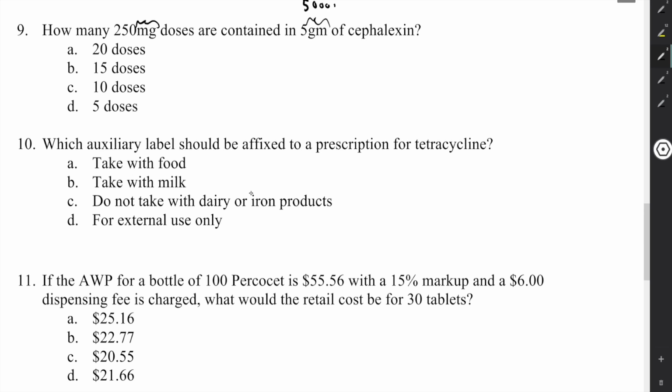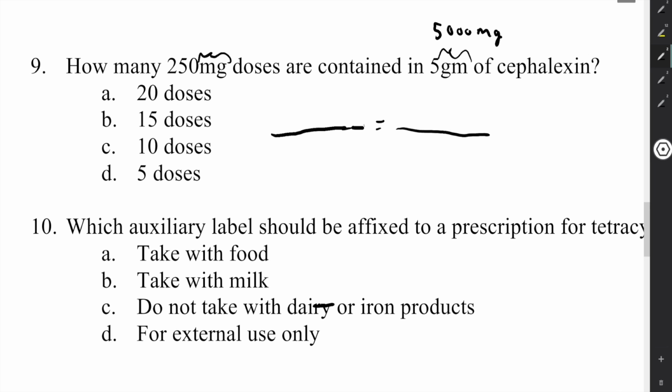5,000 milligrams of cephalexin. All right, the way you're going to want to solve this is ratios and proportions again. So first thing you do is line equals line. Let's put our milligrams on the top. So 250 milligrams and 5,000 milligrams. With this one, we know that one dose is 250 milligrams. We want to find out how many doses are in 5,000 milligrams. So when we cross multiply and divide, what does that give us? That'll give us 20 doses. So the answer is going to be A.